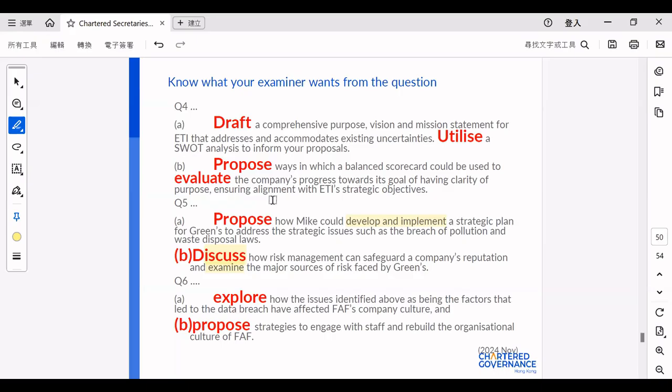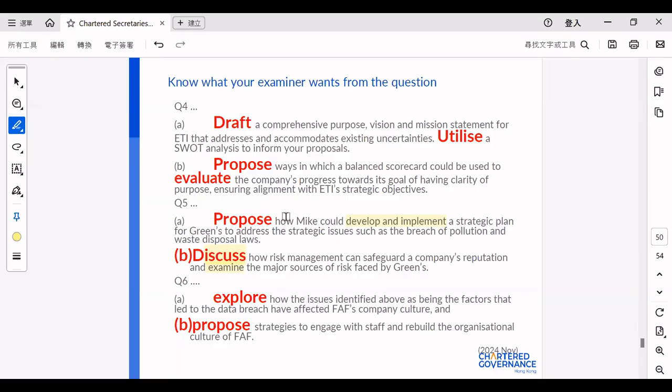To draft something which is original, and then you utilize the SWOT analysis. You apply it, you don't just recite it. And then you go on to propose something. So you suggest something which is thoughtful, something which is strategically actionable. And then you weigh up the trade-offs. What are the trade-offs? And explain how your ideas really can work out. It's a practical solution, a practical answer.